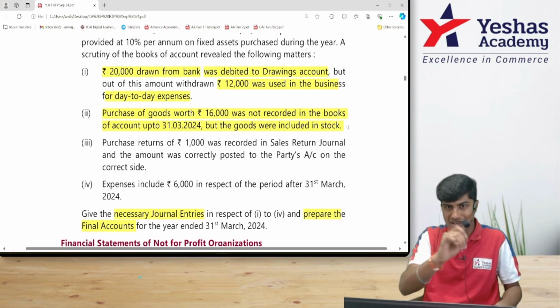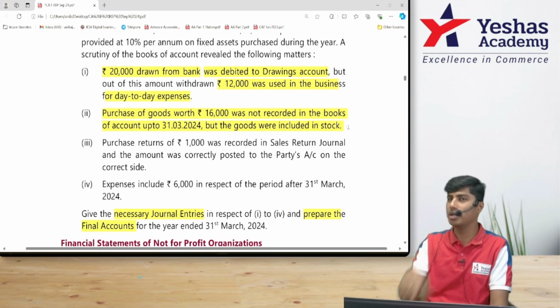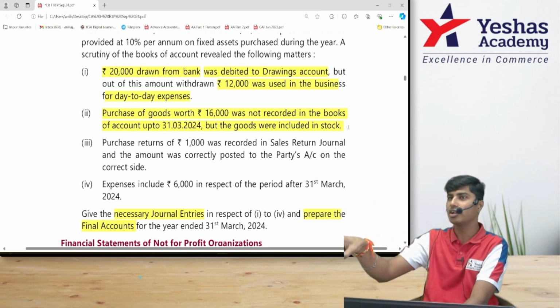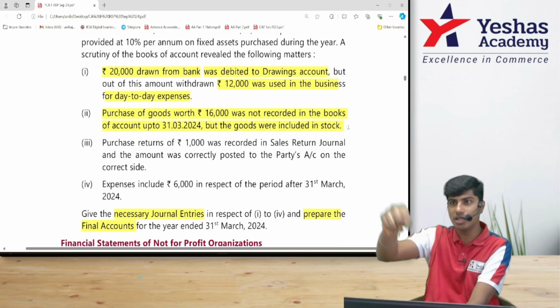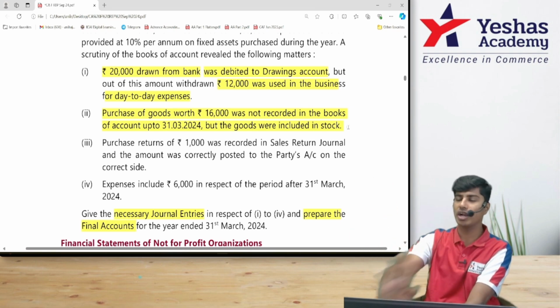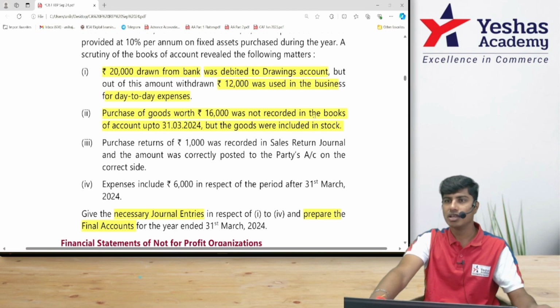There is only a problem in accounting. There is no problem in counting the inventory at the end of the year. There is only a problem during accounting in the middle of the year, which we have rectified now. Did you understand this? Very good.